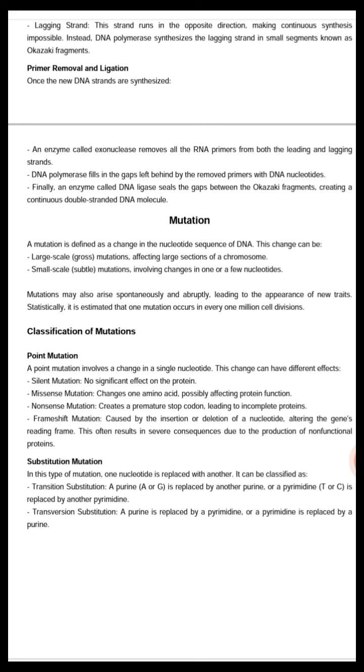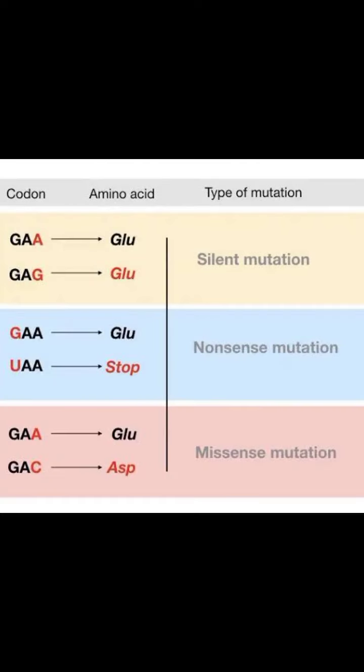So when we say a point mutation, there are mutations that involve a single nucleotide. This change has different effects. Silent mutation is an example. In silent mutation, there is no significant effect on the protein. Missense mutation changes one amino acid, possibly affecting the protein function. The nonsense mutation is also another example of point mutation. It creates a premature stop codon, leading to incomplete proteins.